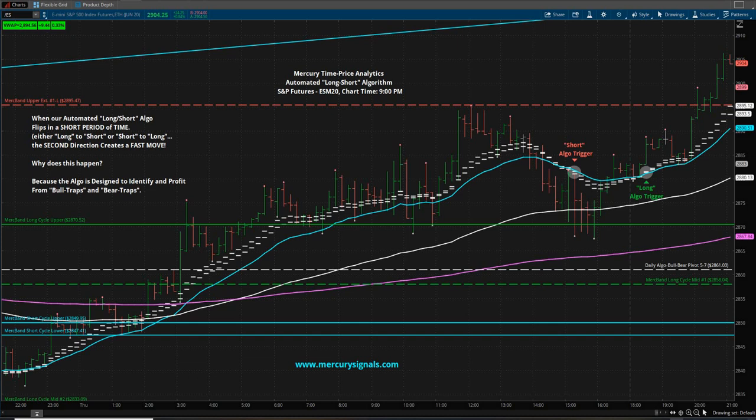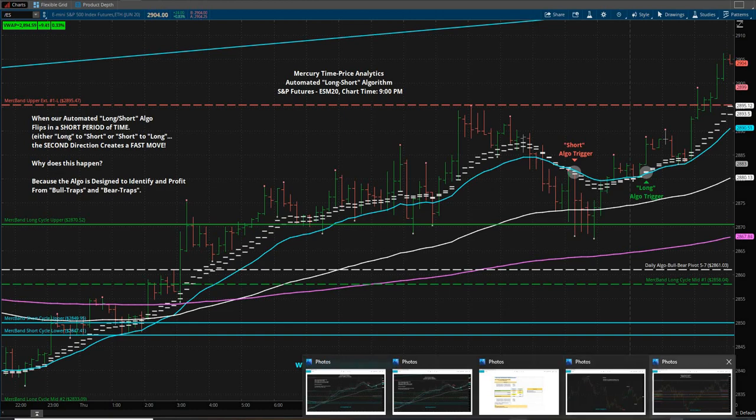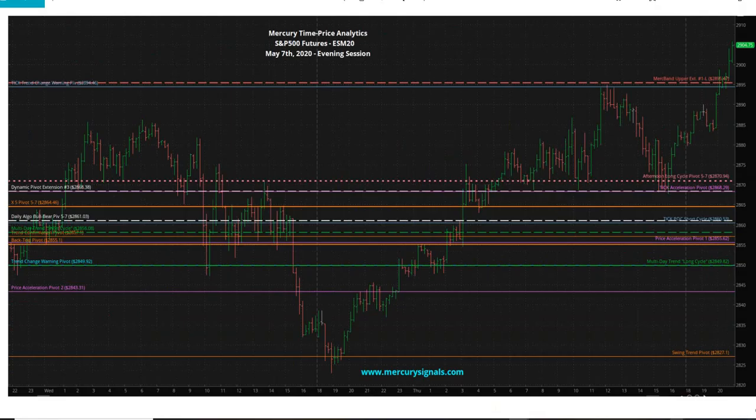So what you see on your screen is the anatomy of a bear trap. Our proprietary automated long-short algorithm sniffed this out, and we're going to come back to this screen in just a minute. But first, let's talk about the day session. Got a couple of screenshots prepared for you, and we'll start with this one.